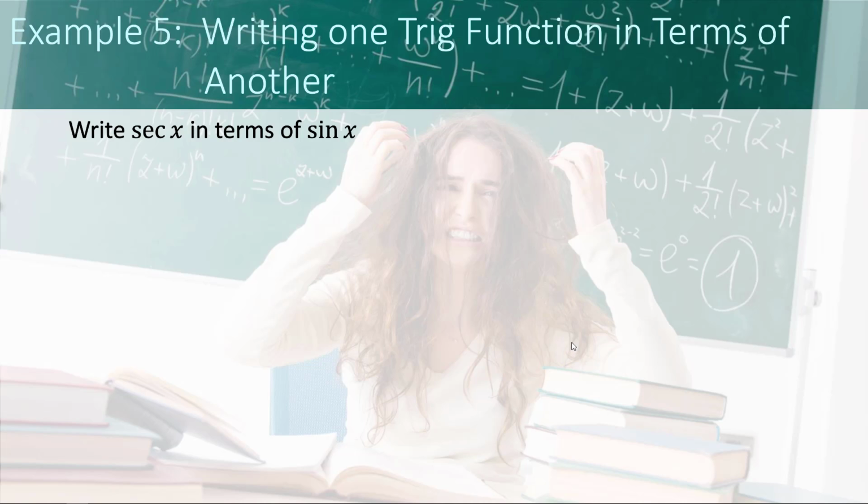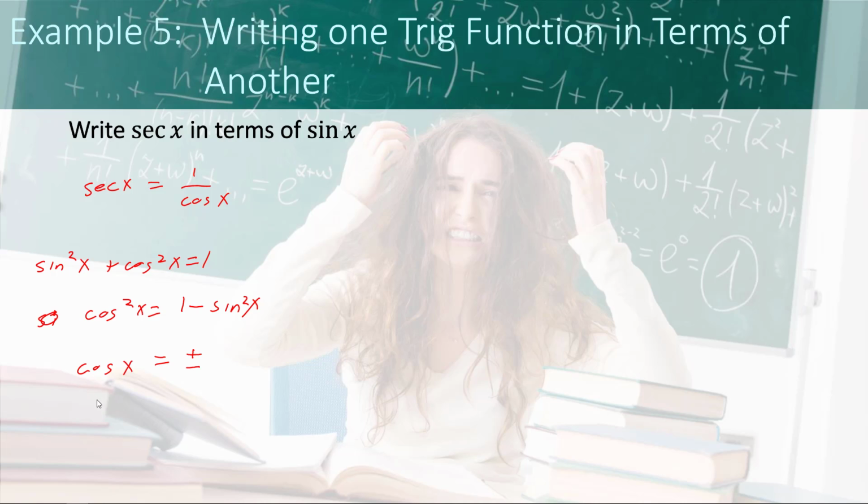And this right here is our final example. Here we want to write secant in terms of sine. And once again, there are 2 ways of doing it, but let's just go ahead and use the identities. Now notice that we can write secant in terms of cosine. Secant of x is equal to 1 over cosine of x. And we also have the Pythagorean identity between sine and cosine. We know that sine squared x plus cosine squared x is equal to 1. Therefore, cosine squared x is equal to 1 minus sine squared x.